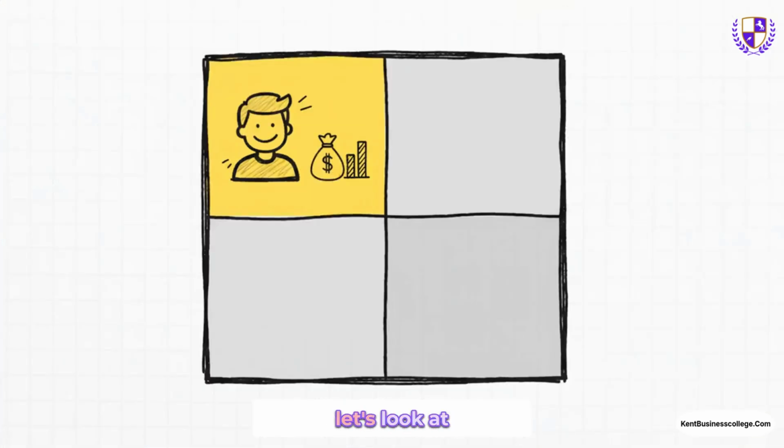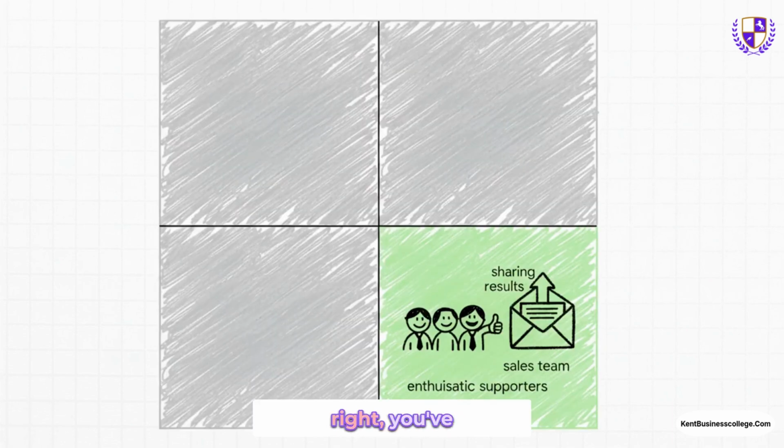All right, now let's look at the top left. This is your Keep Satisfied crew. Think of someone like the finance director. They hold a lot of power, but they're not really interested in the nitty-gritty unless the budget goes off track. So you don't need to send them daily updates, just enough info to keep them happy and avoid any nasty surprises.